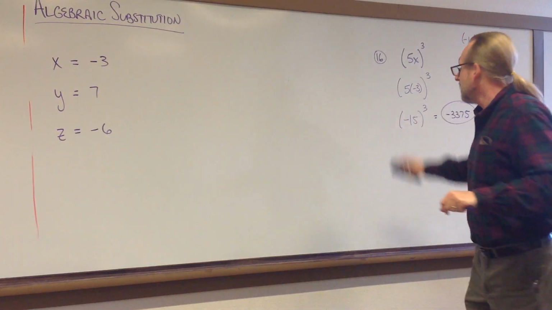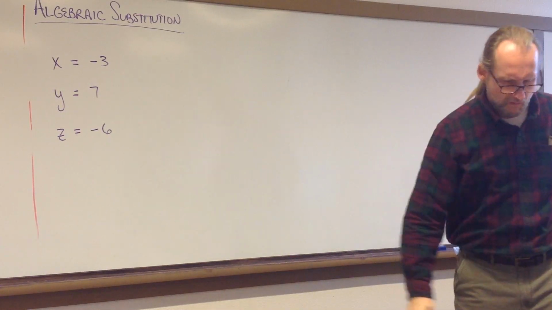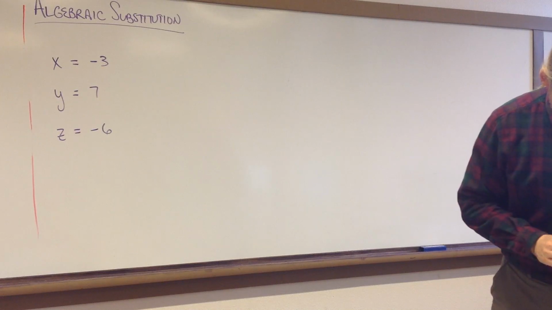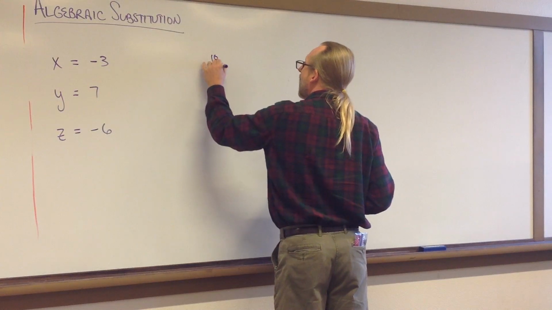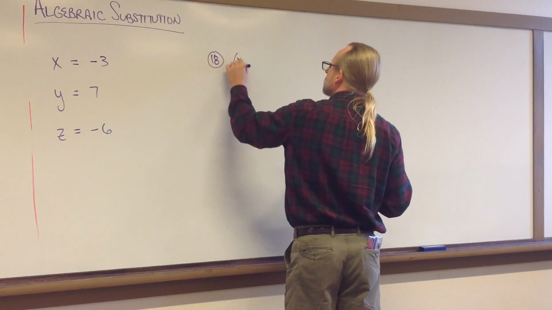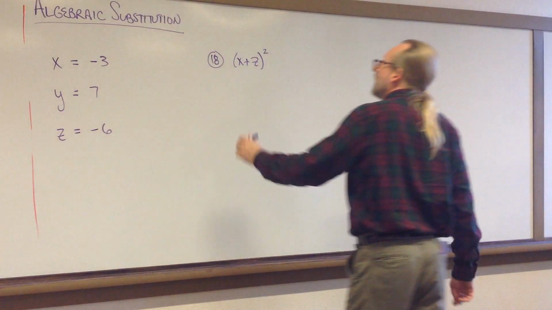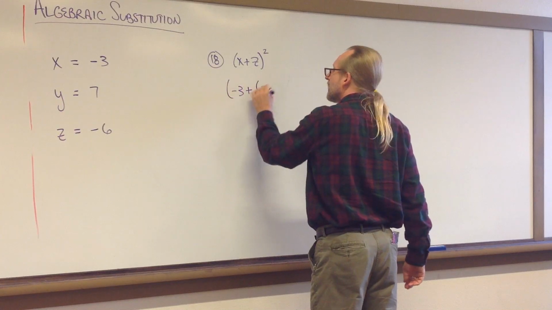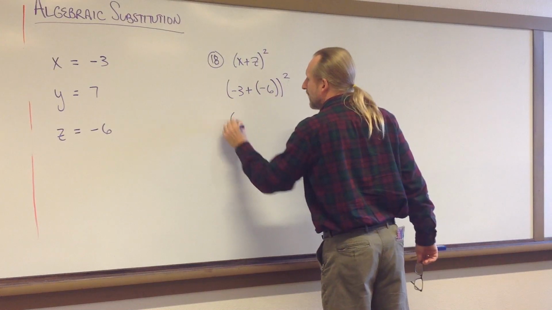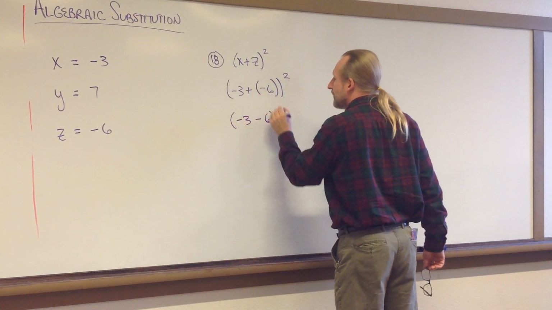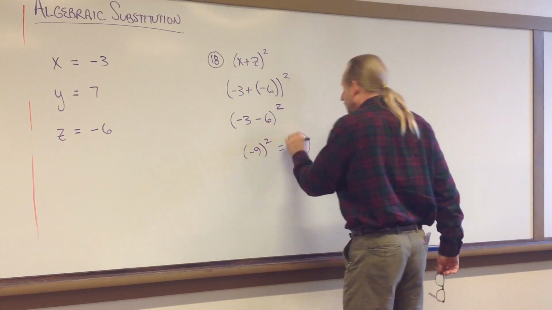Okay, let's do one more pair of these. Problem 18, we get x plus z, squared. So x is negative 3 plus z is negative 6. So you've got a double sign here. That's just going to be negative 3 minus 6. Negative 9 squared, positive 81.